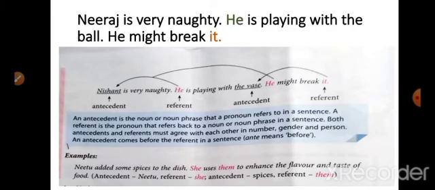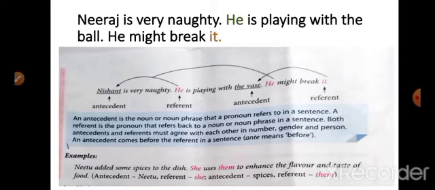Here is one example. Neeraj is very naughty. He is playing with the ball. He might break it. Here, in this sentence, the pronoun he refers to the preceding noun Neeraj and it refers to the ball. Neeraj and the ball are the antecedents of the pronouns he and it, while he and it are the referents of the nouns Neeraj and the ball. One more example is given here, you can see in the picture.